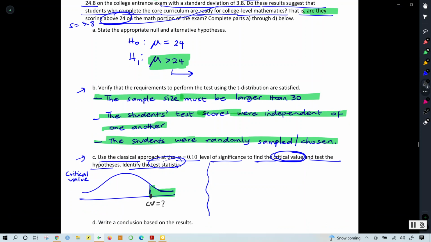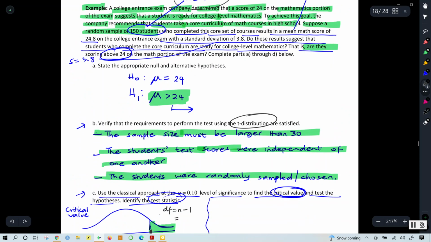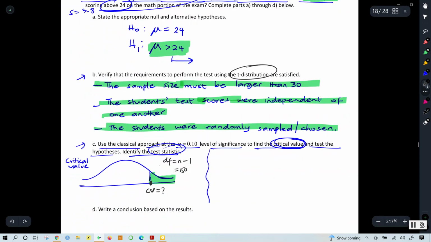What is that critical value going to be equal to? Well, since I'm using the t-distribution, I do need the degrees of freedom, which is n minus 1. What is my n in this case? My sample size is 150. So 150 minus 1 is 149. And I would like to note that the size of this area on the right here is always my alpha. So this is alpha equals 0.10.